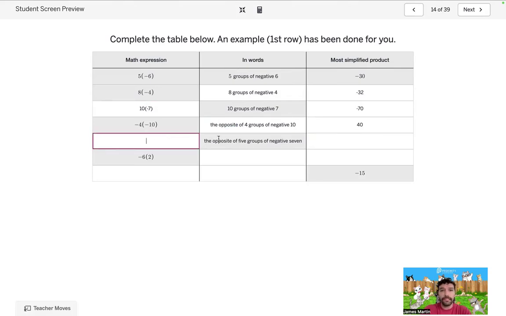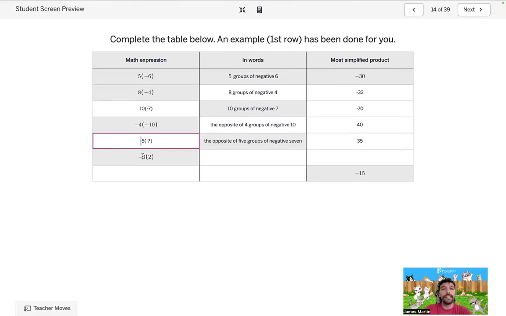It says the opposite of 5. So that's going to be -5 of -7. So I have -7 here. So the opposite of -5 groups of -7. So I know 5 times 7 is 35. And I know my answer here is positive because this is a -7, but I'm doing the opposite of that because I have this negative here. So the opposite of a negative is a positive.